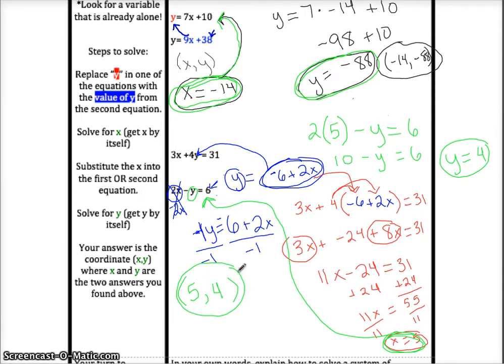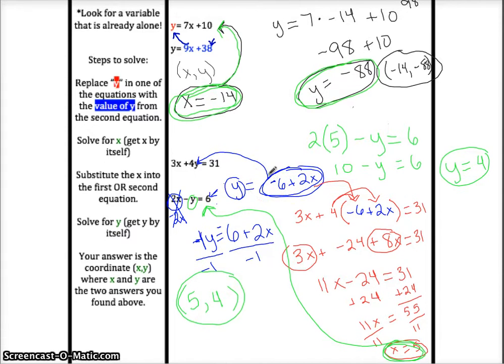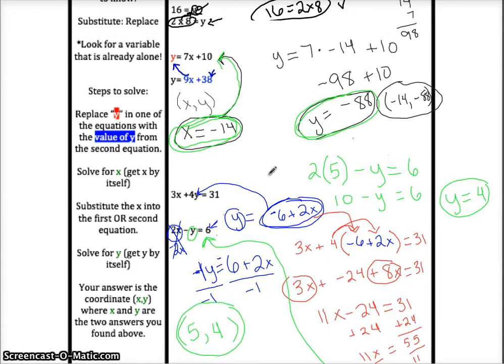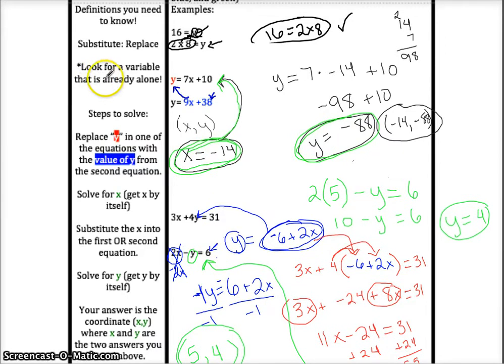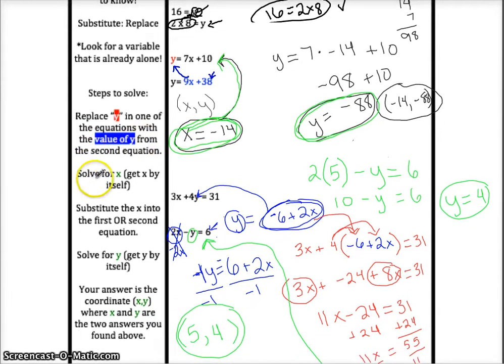Okay, so there's a lot of steps in these problems, but they go in the same pattern every time. So again, let's just review them one more time. You need to look for a variable that's already alone. If you've got one, great, go ahead and use it. It can be an x or a y, it doesn't matter. Then you replace the y, or the variable, in one of the equations with the value of y or x from the second equation. Then you solve for x and get x by itself.